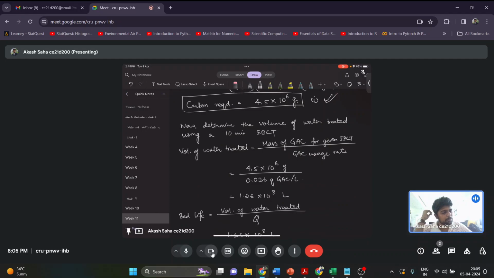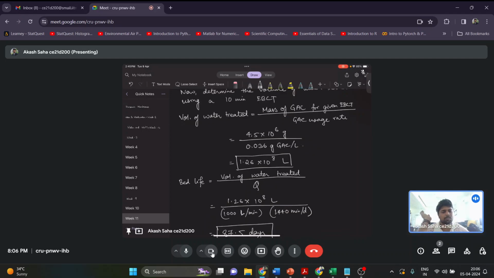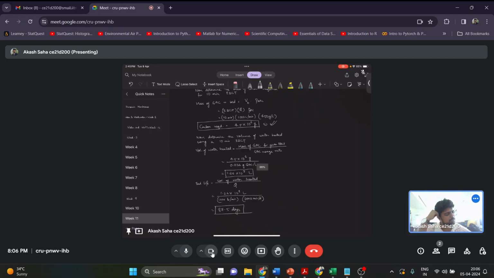Then how much water will be treated? So how much water will be treated will be the total mass of GAC required plus the GAC usage rate divided by the GAC usage rate. So by this we will get the volume of water treated, and then the bed life will be the volume of water treated divided by the flow rate. So by this way we can get the bed life.